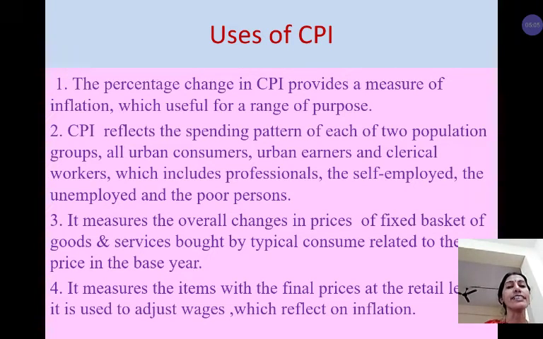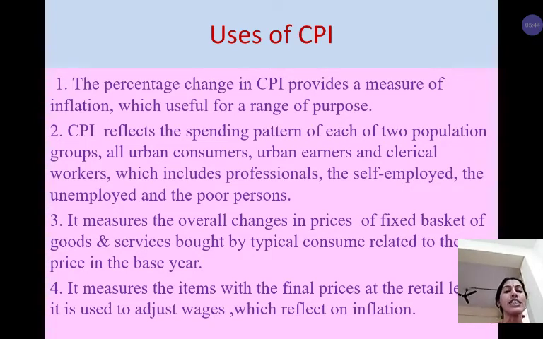Next, CPI, Consumer Price Index, reflects the spending pattern of each population group: all urban consumers, urban earners, clerical workers, which includes the professionals, self-employed, unemployed, and the poor persons. Whoever it is, you know the essentials. What are the essentials you would have studied? Food, shelter, clothing. So you should have an economy, which means money to purchase these kinds of goods. If your consumption is at a good level, your status is at a good level. So here they are comparing all categories of people with the help of CPI.